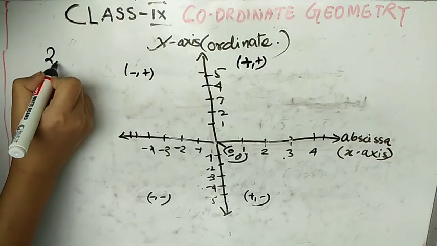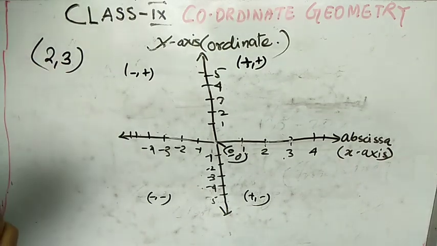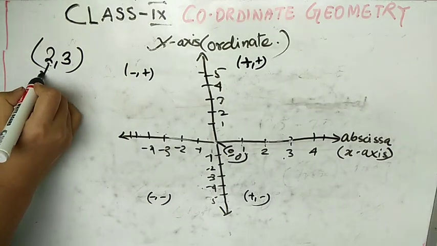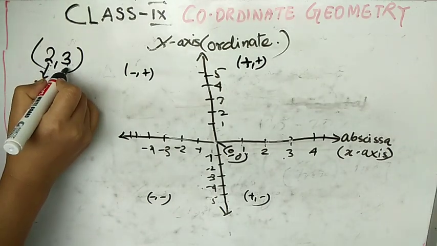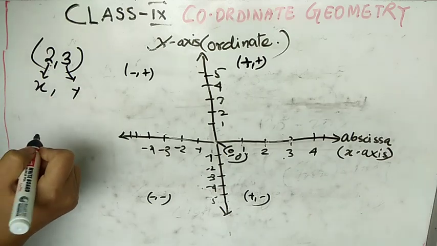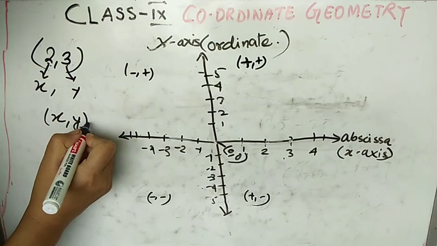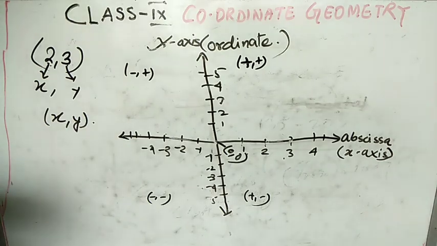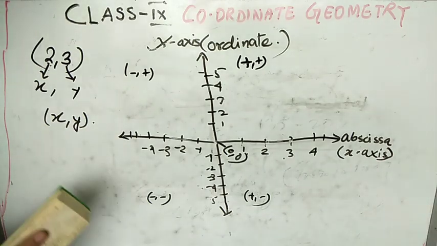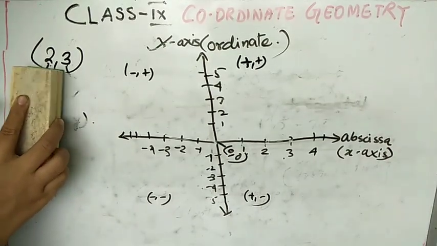Now say we are asked to represent the coordinate 2, 3. Now what we have to do, the first number is the x coordinate, the second number is usually the y coordinate. This is the rule of representation. First we represent the x coordinate, then we represent the y coordinate. Now let us represent these numbers on the Cartesian plane.